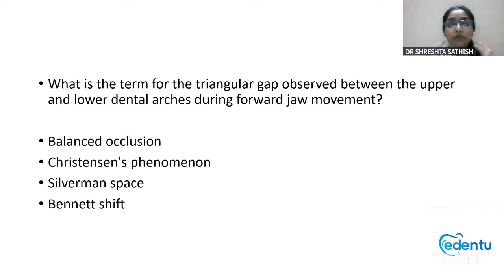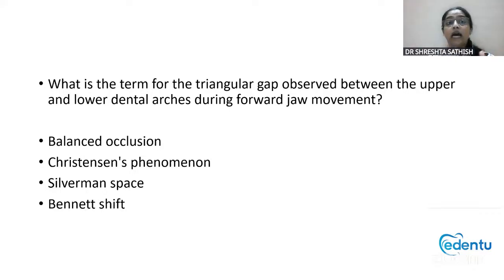So when you bring your lower jaw in front, that is in protrusion, when you glide it along your lower anteriors and bring it into protrusion, you will feel there is a gap between your posterior teeth. What is that triangular gap called? It is called Christensen's phenomenon.